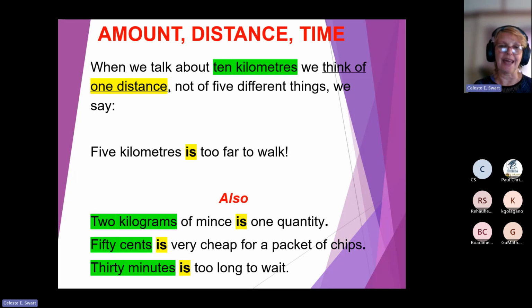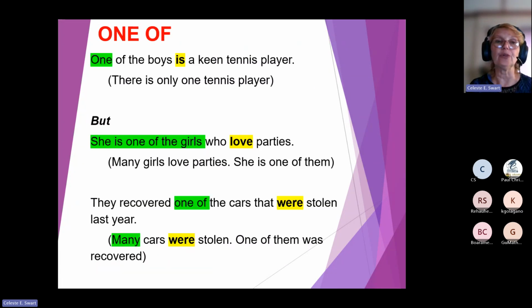Then, of course, we also have 2 kilograms of mince is one quantity. 50 cents is very cheap for a packet of chips. And 30 minutes is too long to wait. So look at that, you can identify it, because what are we thinking of here? We think of it as one concept. And that is what's so important here. That is what you need to remember.